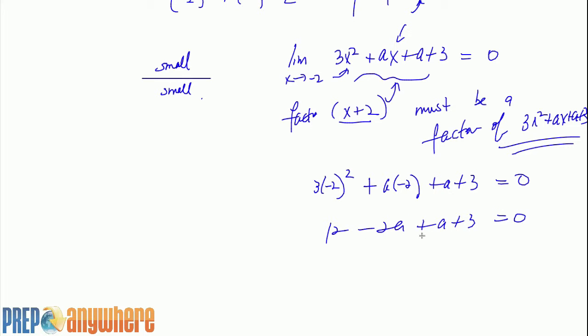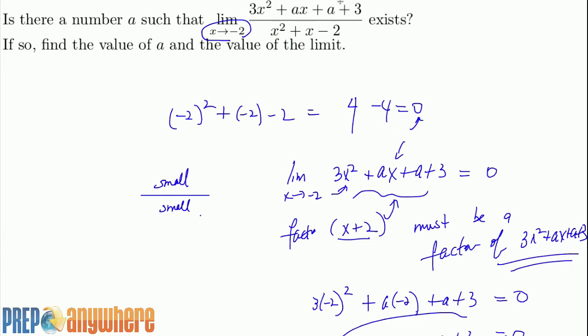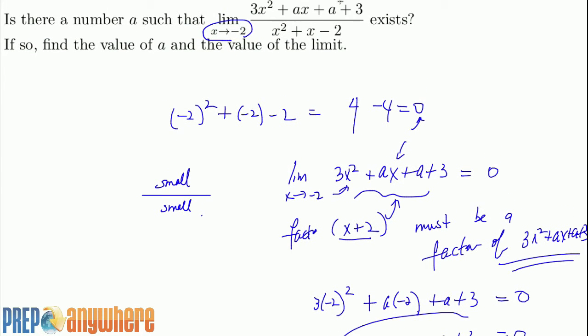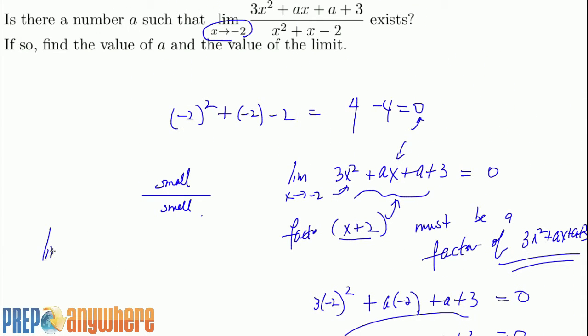So you can see that now we can solve for a. You minus a, that gives you 15, so it's minus 15 on the other side. So a is 15. So if a is 15, this has a limit. Okay, and we actually have to find the limit as well. So let's replace a with 15. So 3x squared plus 15x plus 15 plus 3 is 18.